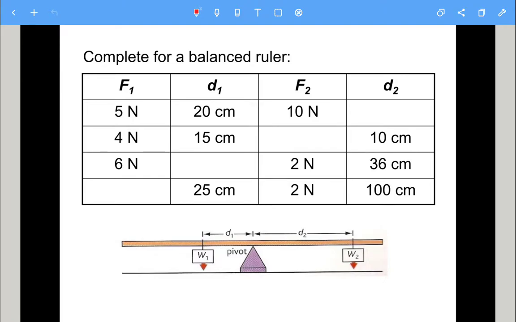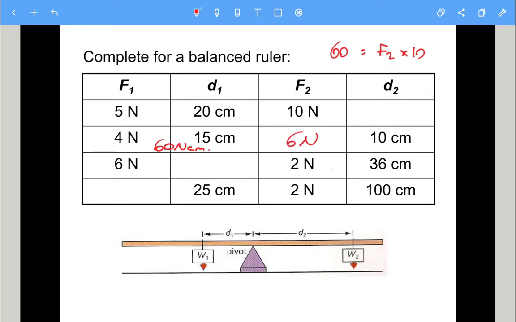All right, let's have a look at this one then. So 4 times 15, 60 Newton centimetres. Or you can convert it to metres, it's up to you. So that 60 Newton centimetres must equal F2 times 10. So 60 equals force 2 times 10. To get force 2, we need to get rid of the times 10, so divide by 10. So you should have 60 divided by 10, which would be 6 newtons.